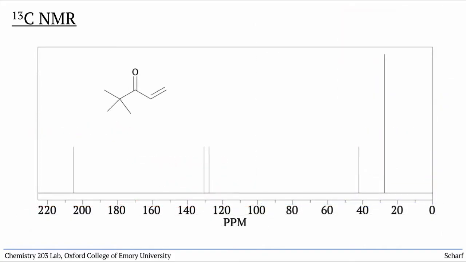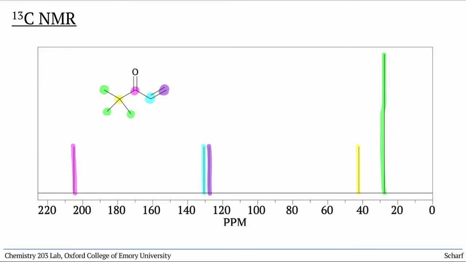For instance, this is the C-13 NMR spectrum of t-butyl vinyl ketone. The three methyl groups are all equivalent by rapid rotation and are quite far from any electronegative atoms. They appear here at about 28 ppm. This quaternary carbon is also sp3 hybridized and is slightly closer to oxygen, so appears slightly further downfield. Note that it's not directly bonded to oxygen, so the downfield shift is relatively minor. The other carbon atoms are all sp2 hybridized. The carbonyl carbon is far downfield, near 200 ppm, and the two different alkene carbons are near each other, around 130 ppm.